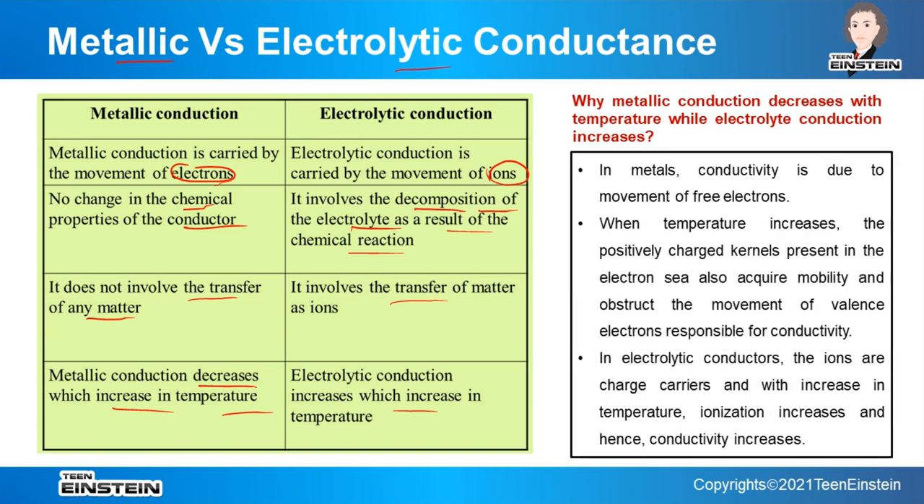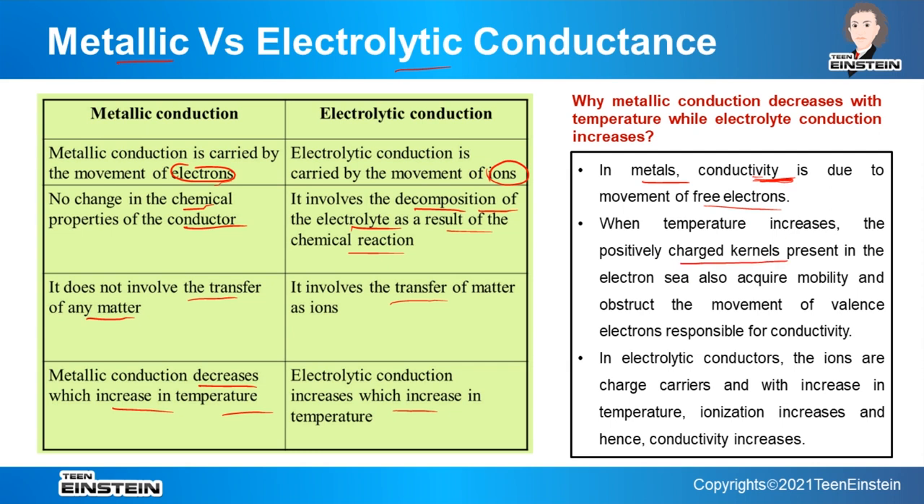So when we are talking about metallic conduction, that is conductivity in metals, it is because of the free electrons. The movement of free electrons is actually responsible for conductance. So when we are increasing the temperature, what happens?